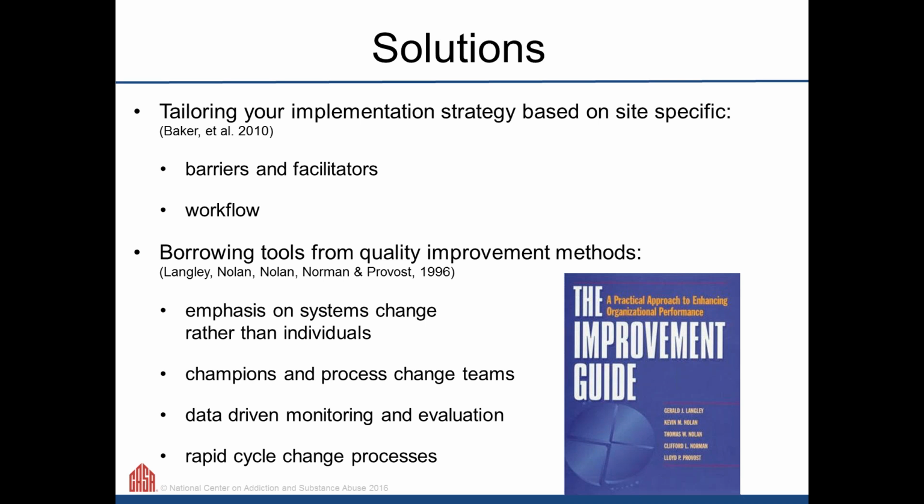And the other is that we can borrow tools from the business world and from quality improvement methods. The improvement guide is sort of the Bible in quality improvement methods, and we can borrow some of those processes. So really emphasizing systems change rather than focusing on an individual, utilizing champions and change teams, using data to understand the process, and using quick, rapid change processes. We're going to talk about all of these things in more detail as we go through the next hour.